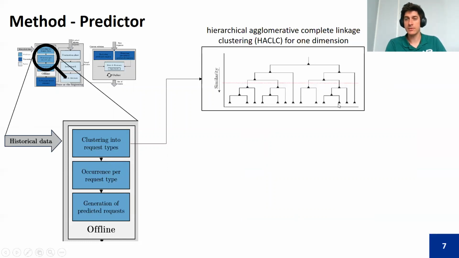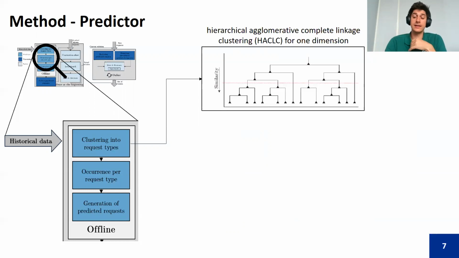We start at the bottom, and each request is its own cluster. The clusters closest to each other according to some similarity measure are then merged over and over again until the similarity hits a given threshold where we stop. The clusters that are the result of that step are the final clusters in one dimension. We did so over and over again over multiple dimensions like time or distance of the requests, which then gave us some request types.